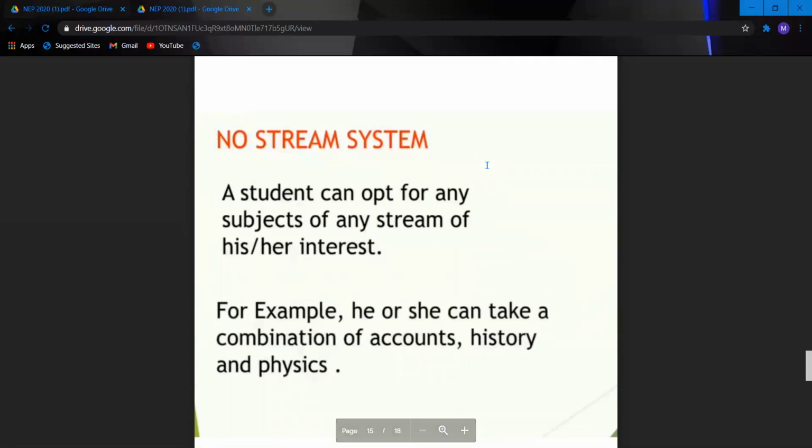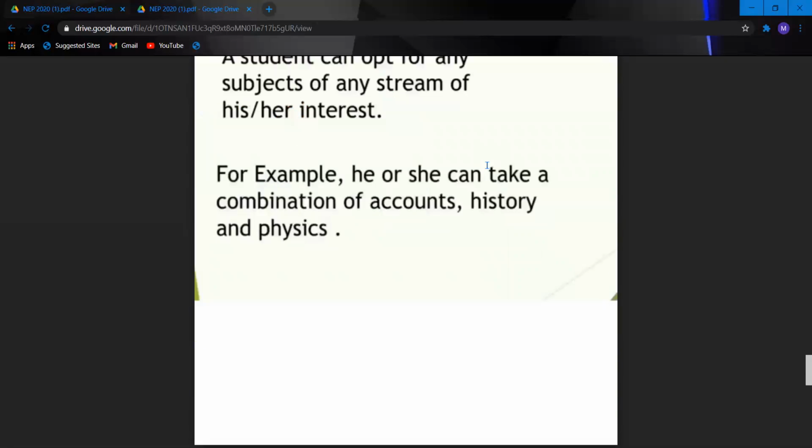The major focus in this new education policy is that no stream system would be there. It means a student can opt for any subject of any stream of his or her interest. For example, he or she can take a combination of accounts, history, and physics, meaning commerce, humanities, and science.